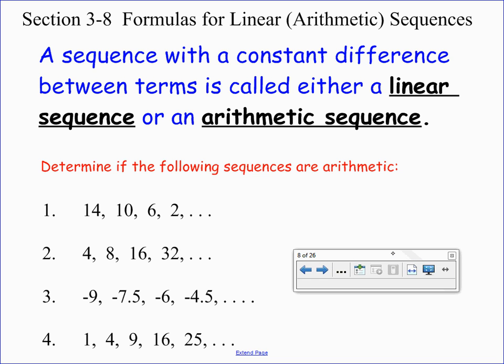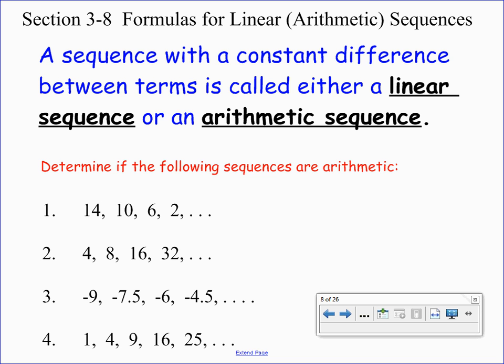Everybody on your note sheet, let's consider the following sequences. A sequence with a constant difference between terms is called either a linear sequence or an arithmetic sequence, right? Those are synonyms. So if an arithmetic sequence is the same as a linear sequence, then we're going to consider the difference between successive terms and see if there's a constant rate of change between them. So it's as easy as saying, okay, from 14 to 10 I went down 4. From 10 to 6 we went down 4. From 6 to 2 we get, you guessed it, down 4. So is this an arithmetic sequence?